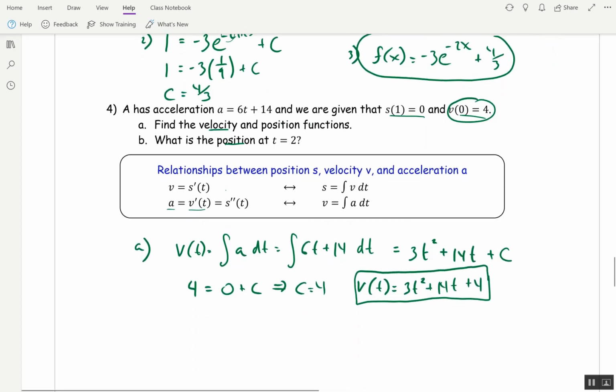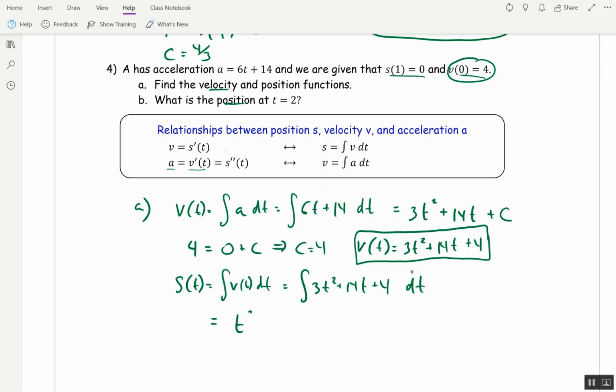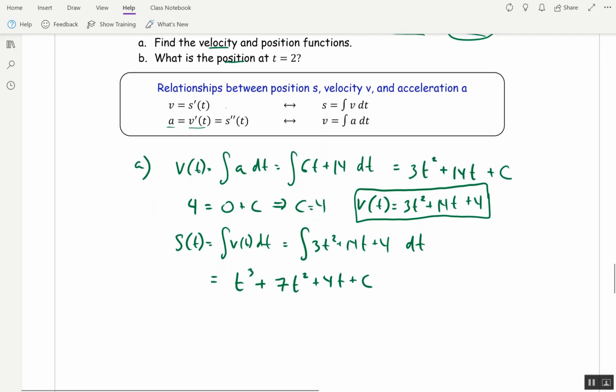And now to find position, we're going to integrate that. So you have to go backwards in steps. S of t is the integral of v of t, which is the integral of that, 3t squared plus 14t plus 4 dt. Okay, and that's t cubed plus 7t squared, and then plus 4t plus c. Now this c is different than that one. You could call it d if you want, but since we've already found that c to be 4, there's no problem calling this c again.